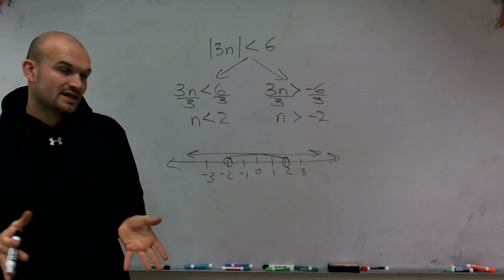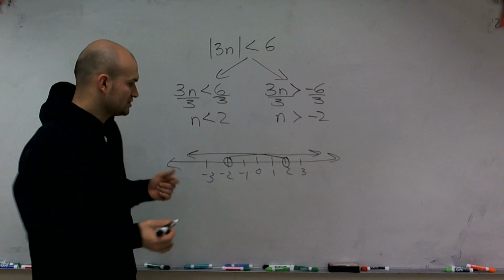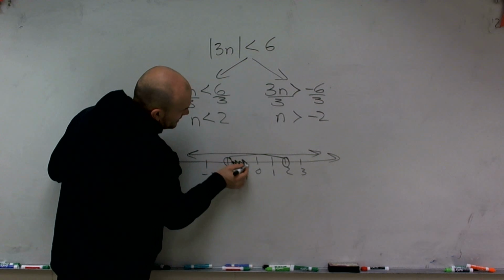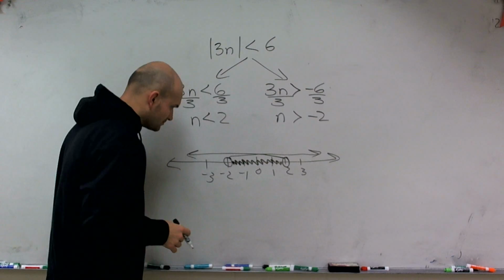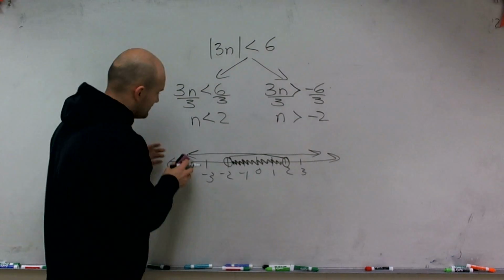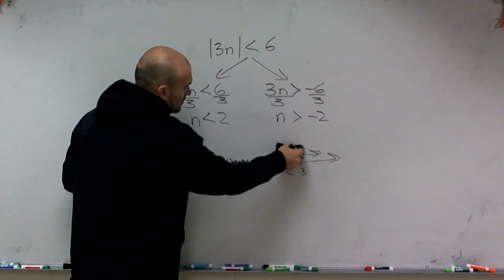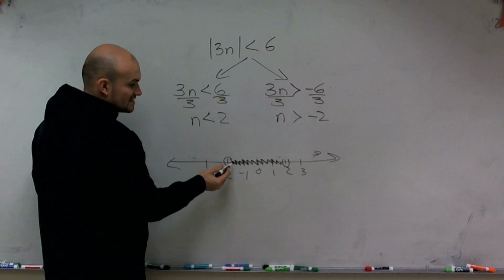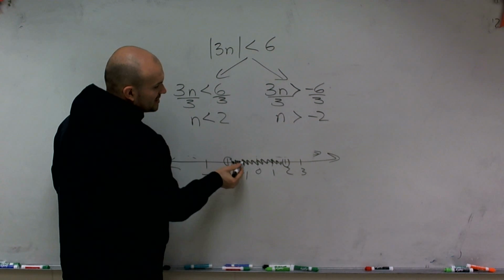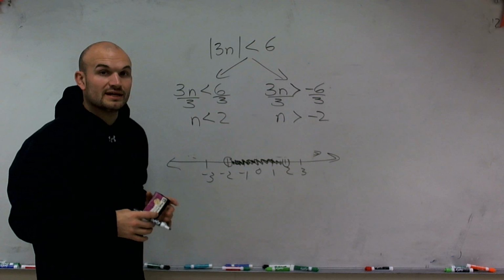So our solution is only going to be where these two inequalities cross, which is going to be between our two values. So therefore, I can simply erase up top, and we can say that our solution is not going to include -2 and 2, but all the solutions between our two values.